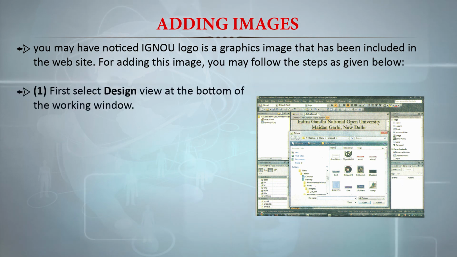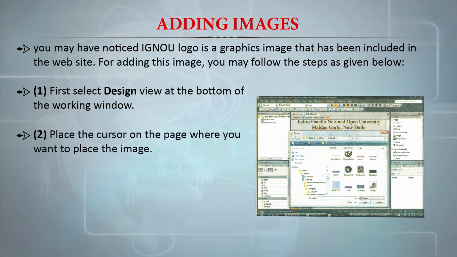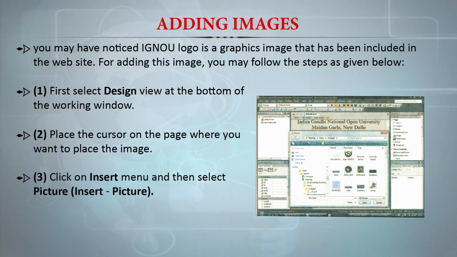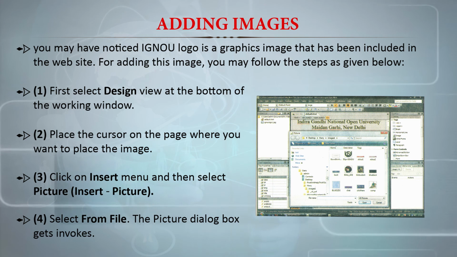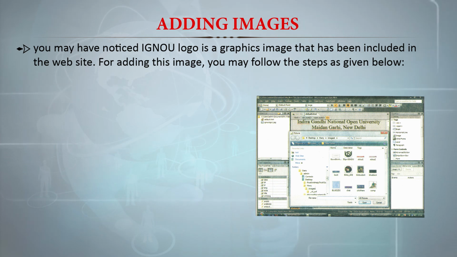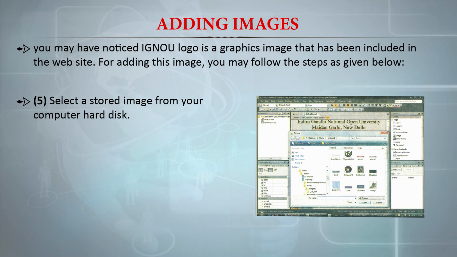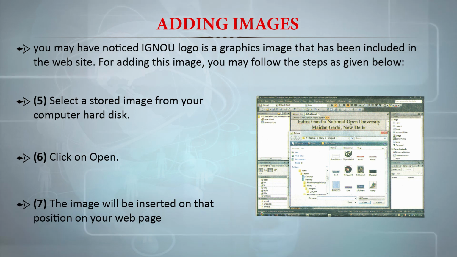First of all, we have to select the design view at the bottom of the working window, place the cursor on the page where we want to place the image, click on the insert menu and then select picture. That is, go to the insert menu and select the picture option, and then select from file. The picture dialog box gets invoked. Have a look at the image and then select a stored image from your computer hard disk. Click on open. The image will be inserted at that position on your web page.